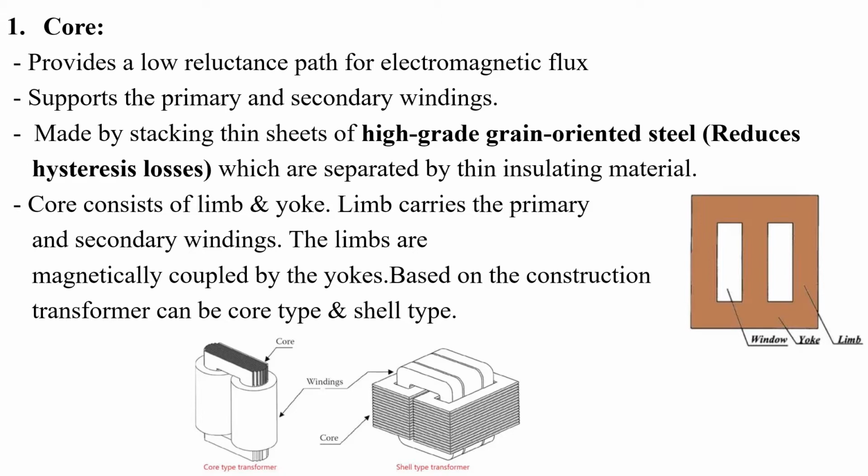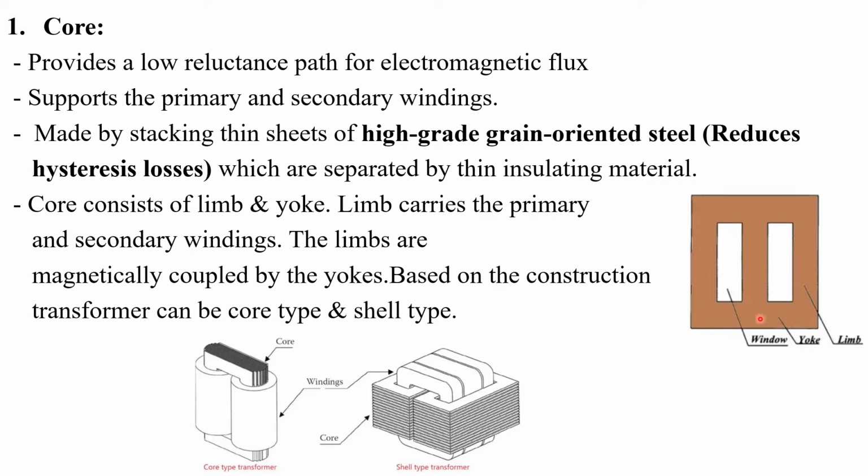So let us discuss the first part, that is the transformer core. We know that the function of the transformer core is to provide the necessary low reluctance path for the magnetic flux. In addition, the core provides necessary support to the primary and secondary windings. Normally this core is made up of a stack of thin sheets of high-grade grain oriented silicon steel. Silicon material is used here in order to reduce hysteresis losses.